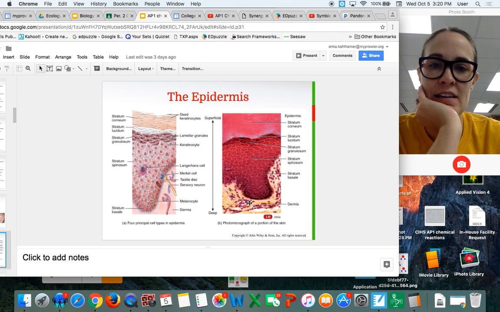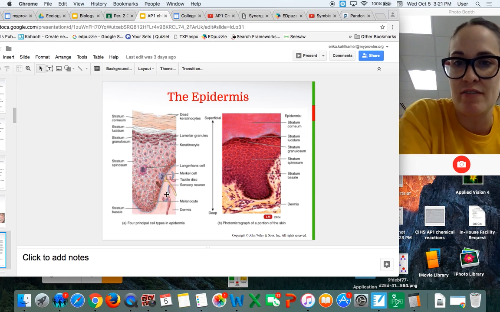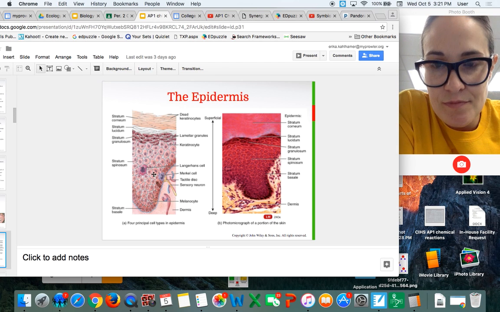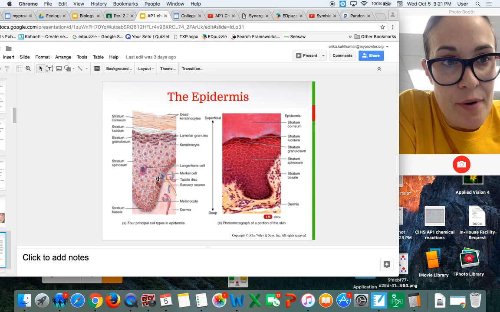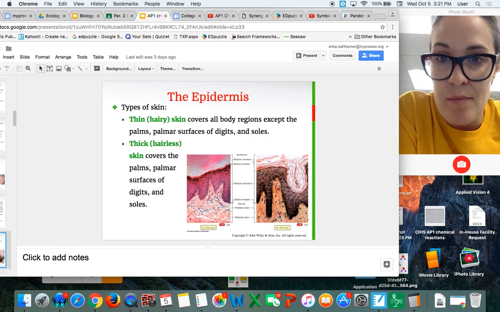Here is a photomicrograph, so underneath the microscope, the 5 layers of the epidermis, and this is a sketch of it, that bottom layer. You should be able to recognize and name different parts of the epidermis from looking at a picture.